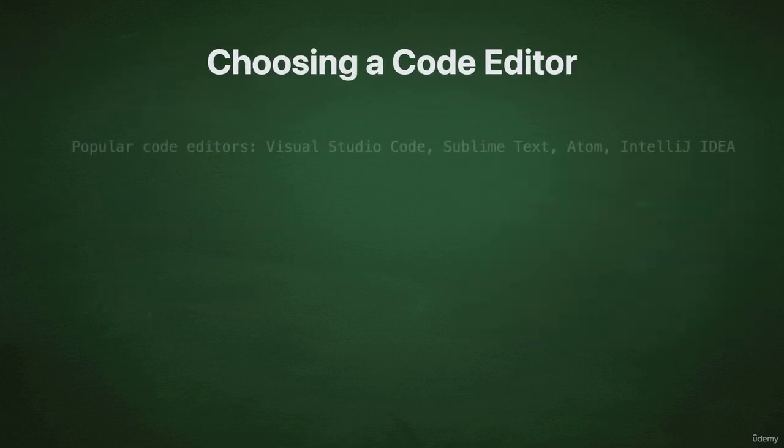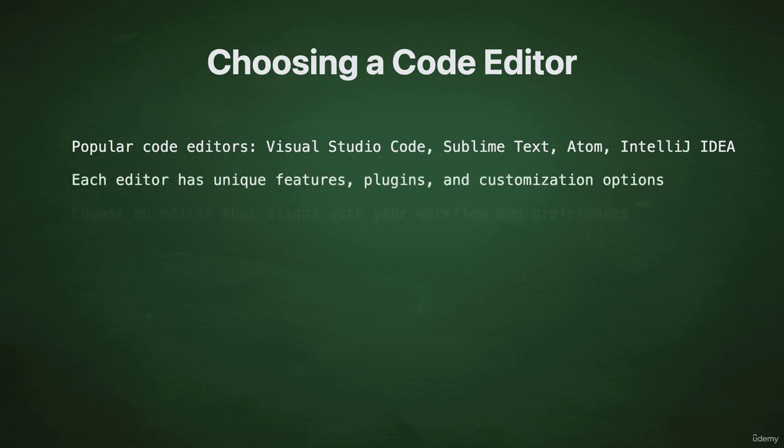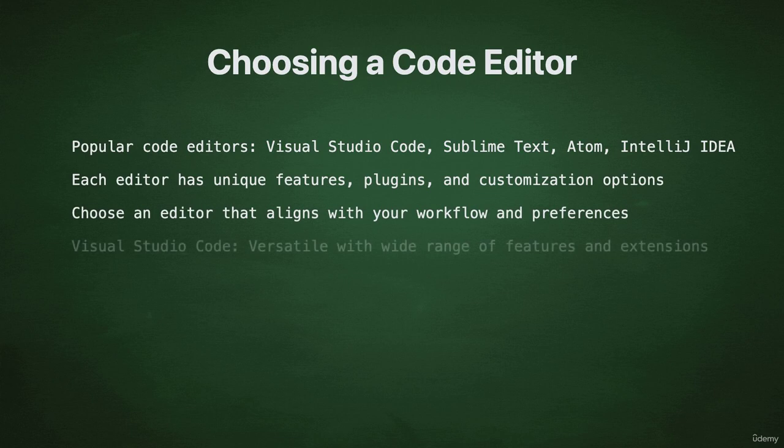Next, we'll discuss the code editor. The code editor is the primary tool you'll use for writing, editing, and managing your source code. Popular options include Visual Studio Code, Sublime Text, Atom, and IntelliJ IDEA. Each editor has its own set of features, plugins, and customization options, so it's important to choose one that aligns with your workflow and preferences.